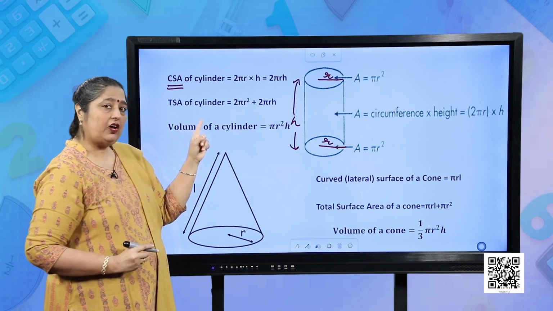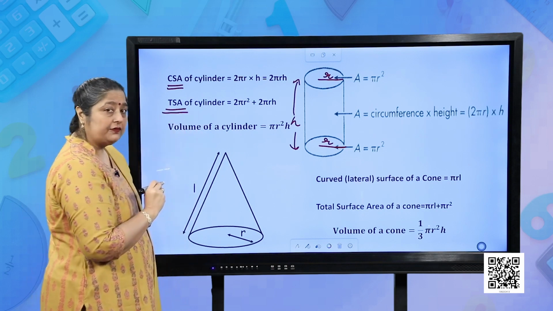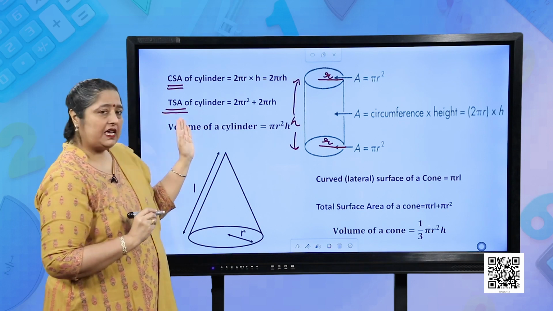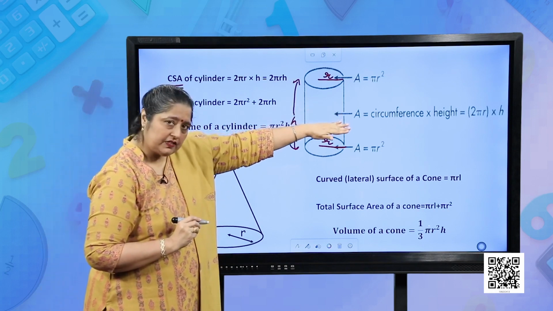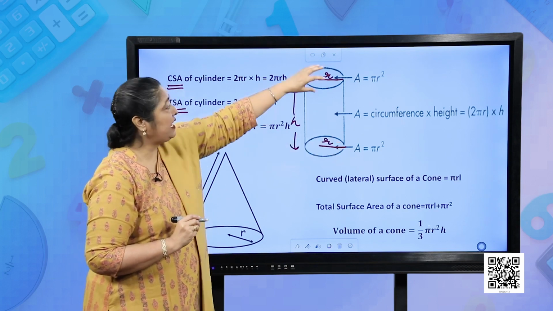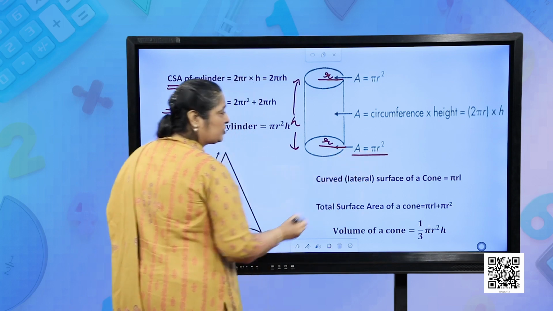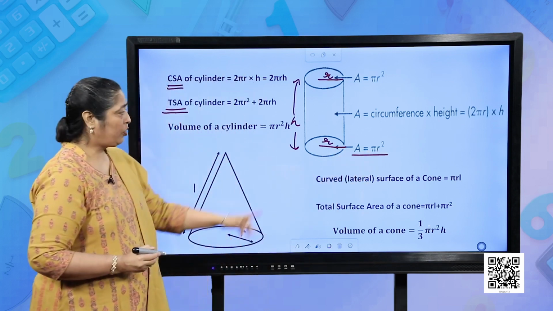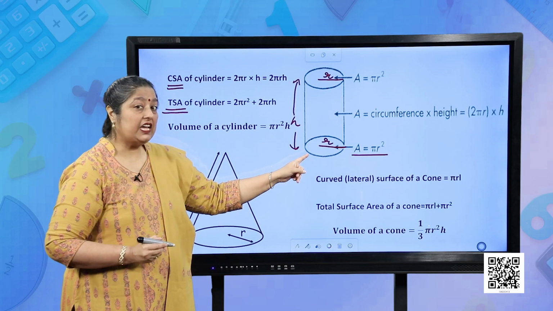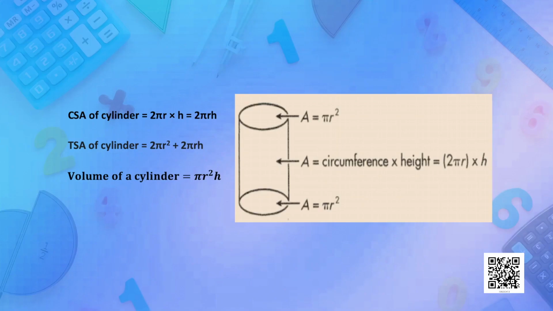Now, TSA of cylinder. What is TSA? TSA is total surface area. So, total surface area is curved surface area of the cylinder plus the area of the base plus the area of the top. Now, area of the base is pi r square. Why pi r square? Because it is a circle and area of a circle is pi r square. Similarly, top of the cylinder is also a circle, so pi r square.